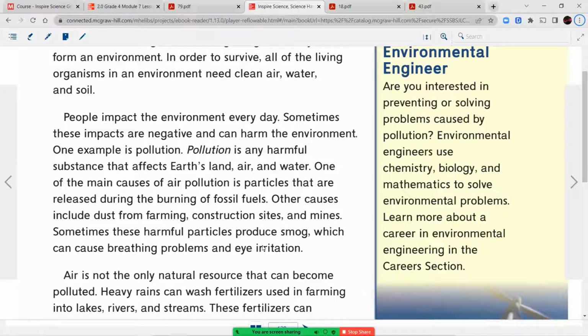One of the main causes of air pollution is particles that are released during the burning of fossil fuels. So while people are burning and using up these fossil fuels, they're releasing harmful things into the air that we breathe. Other causes include dust from farming, construction sites, and mines. Sometimes these harmful particles produce smog, which can cause breathing problems and eye irritation.